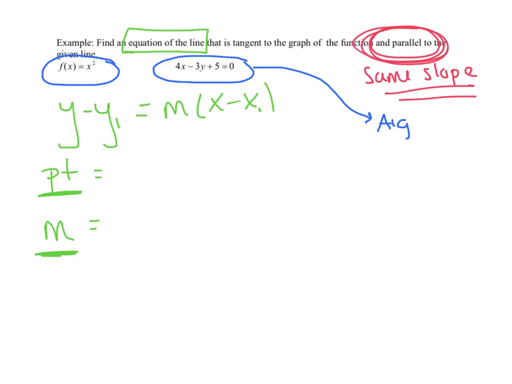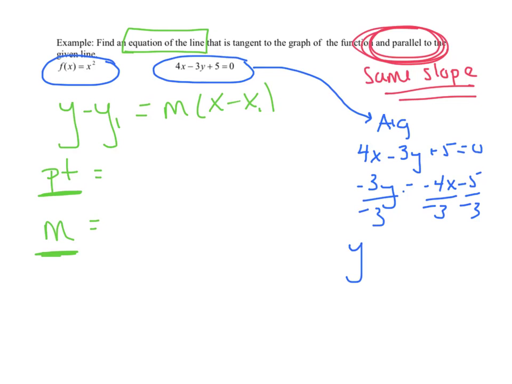I can easily get the slope of this equation by solving for y, and then looking at that coefficient of x. So I would say -3y equals -4x minus 5. Divide every term I see by -3. And I've got y equals 4/3 x plus 5/3. Therefore, this guy has a slope of 4/3.